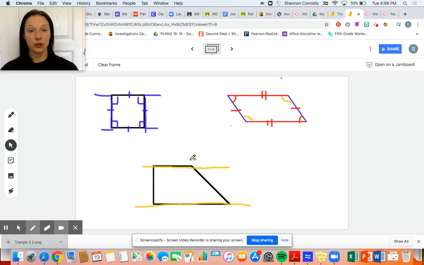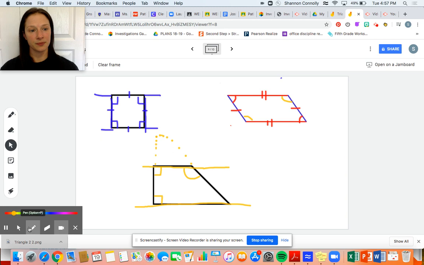Okay, I do not think that this is parallel because if I extended these lines, eventually they're going to run into each other. So those lines are not parallel to each other. There is only one pair of parallel lines. Then I see a right angle here and a right angle there. So I would say I see two right angles. I see one obtuse angle and I see one acute angle.